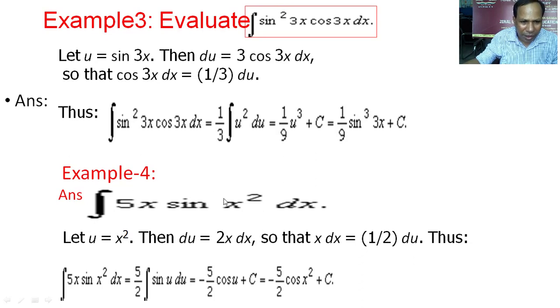So the given integral 5x sin x square dx becomes 5 by 2 on substitution, 5 by 2 integral of sin u du. And we know integration of sine function is minus cosine function. So it is minus 5 by 2 cos u plus constant. Now putting the value of u, it is minus 5 by 2 cos x square, because u is x square, plus constant.